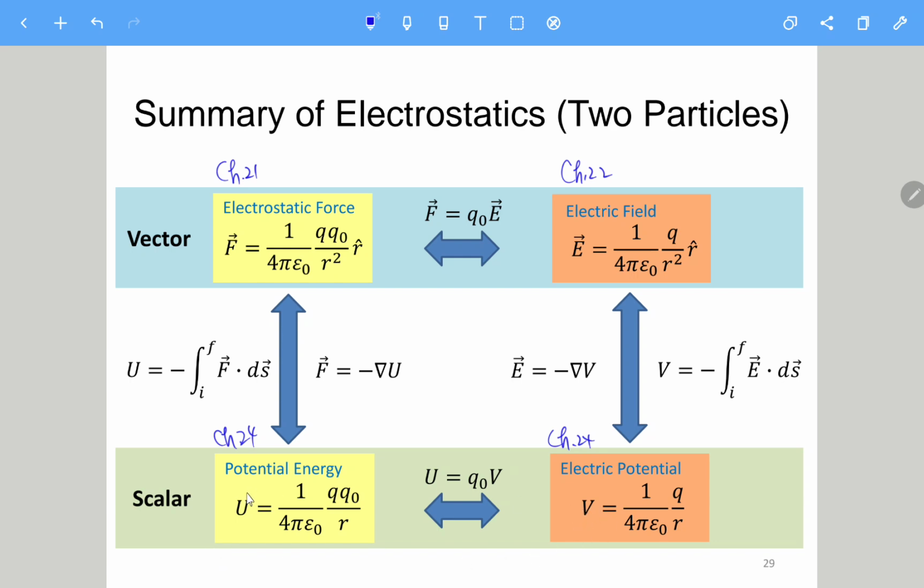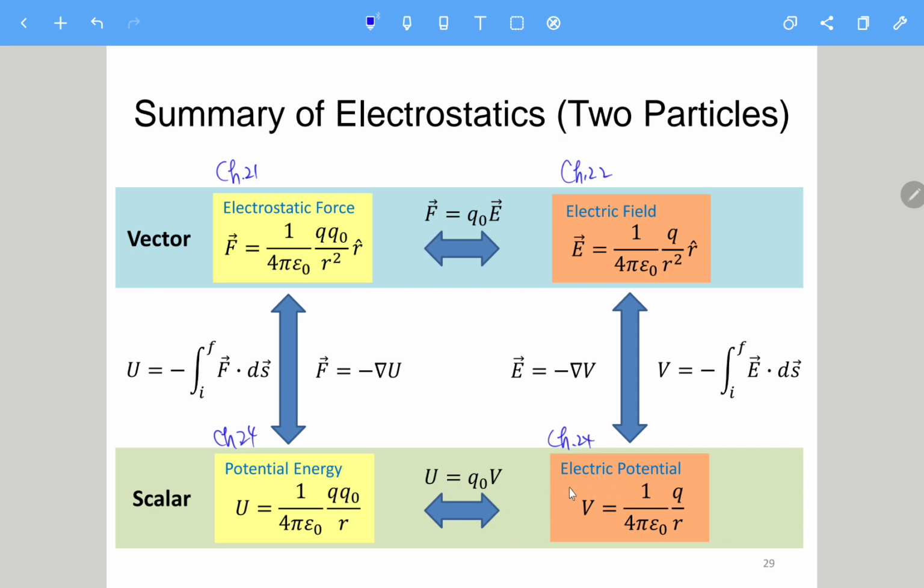So we need to get this one and this one by, for example, from V to E, it should be this one. The negative of the gradient of V will become the E field. So from bottom to top. If you need to go from top to bottom, you need to use the negative of the line integration of E dot ds. If you do the integration of this one, R squared will become R. So on the right side, we have Q in the numerator. On the left, we have Q0 in the numerator.